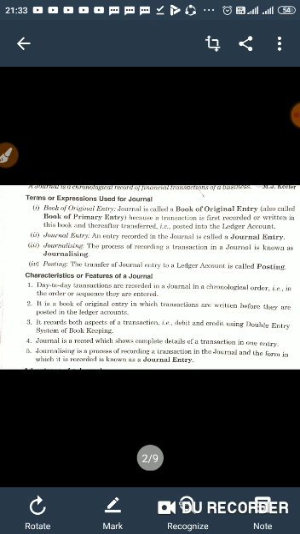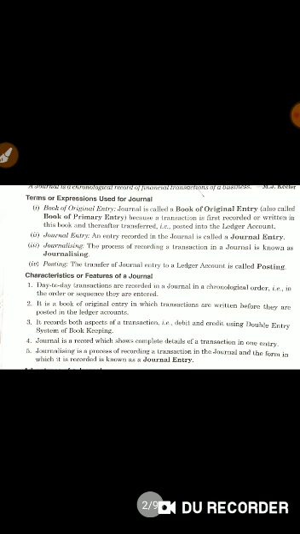So the characteristic or feature of journal: the first feature is that day-to-day transactions are recorded in a journal in a chronological manner. It means in the journal, whatever business transaction we are recording should be in a chronological manner, in the sense on a day-to-day basis and in a systematic manner.